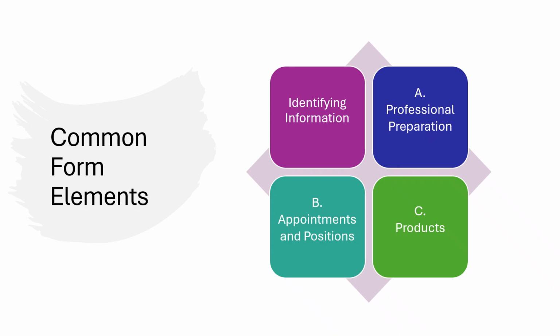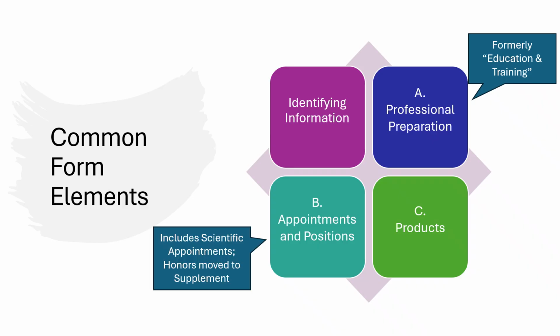So let's talk about the common form first. The common form biosketch has essentially 4 different elements. The identifying information, which is just your name, file name, things like that. Again, professional preparation, what used to be called education and training, where you list where you went to school, what degrees you got, etc. The appointments and positions, you'll notice that the awards is no longer a component because that is being put on the supplement.